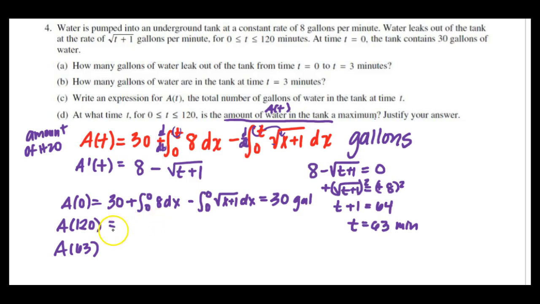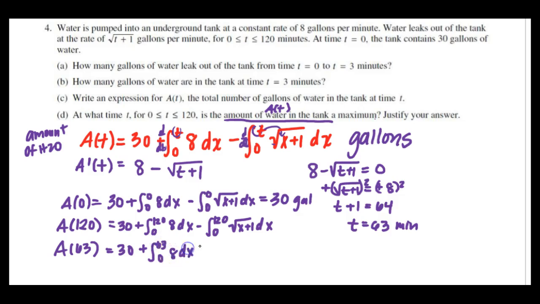And then we need to substitute in A of 120 and A of 63. So we have 30 and then the integral from 0 to 120 of 8 dx and then minus the integral from 0 to 120 of radical x plus 1 dx. And then we're going to have to do 30 plus the integral from 0 to 63 of 8 dx minus the integral from 0 to 63 of radical x plus 1 dx. Alright, so let's go ahead and see how this is going to turn out. I'm going to have to make some space, so I'm going to erase this.